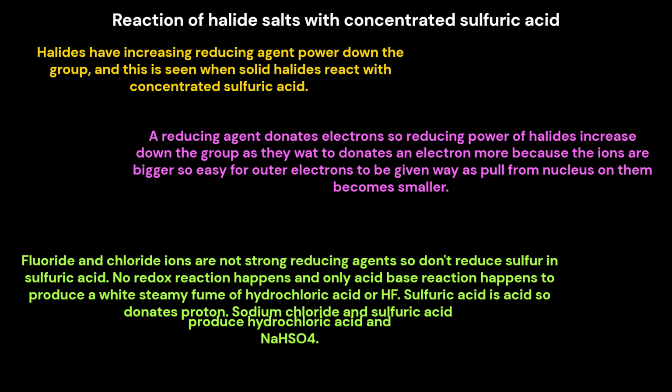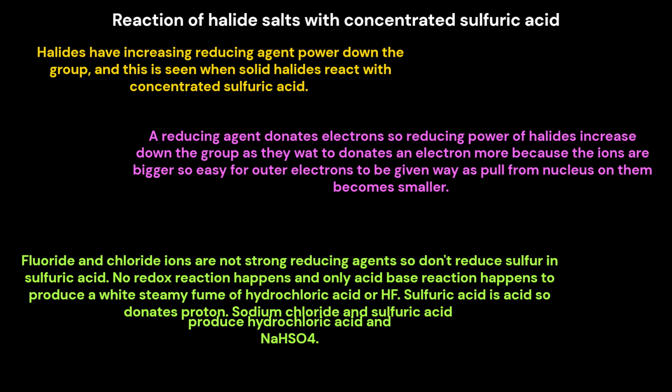Reaction of halide salts with concentrated sulfuric acid. Halides have increasing reducing agent power down the group, and this is seen when solid halides react with concentrated sulfuric acid. A reducing agent donates electrons, so the reducing power of halides increases down the group as they would donate an electron more easily, because the ions are bigger, so it's easy for outer electrons to be given away, as the pull from the nucleus on them becomes smaller.